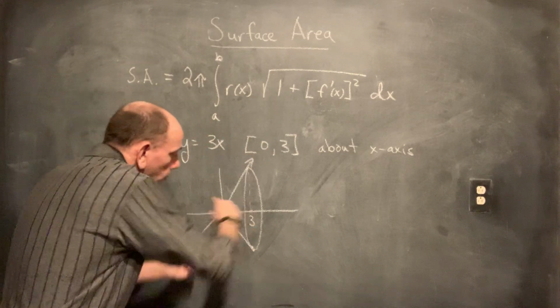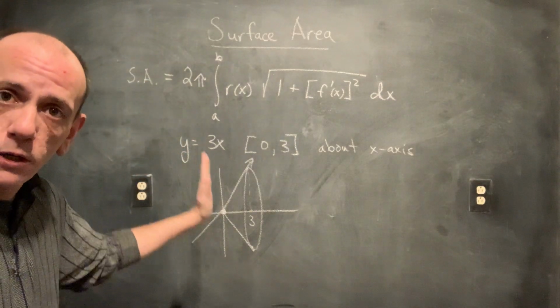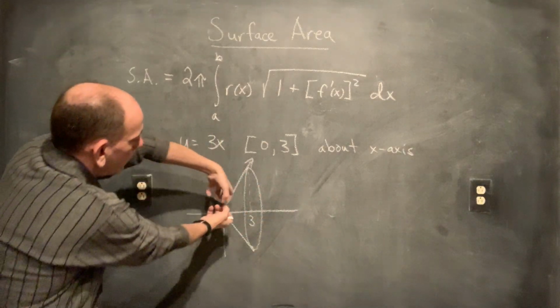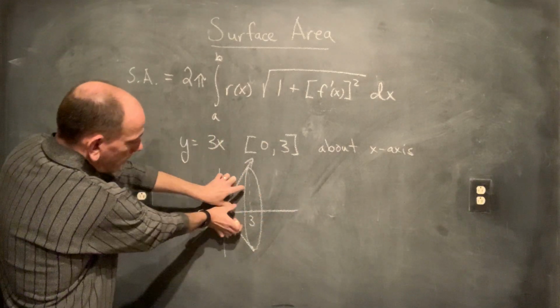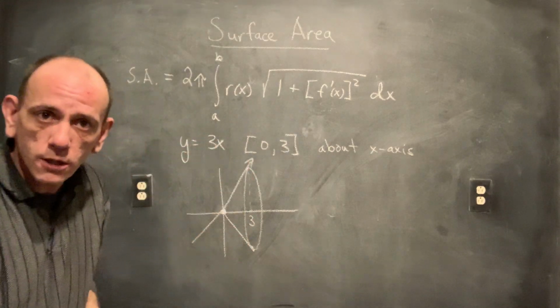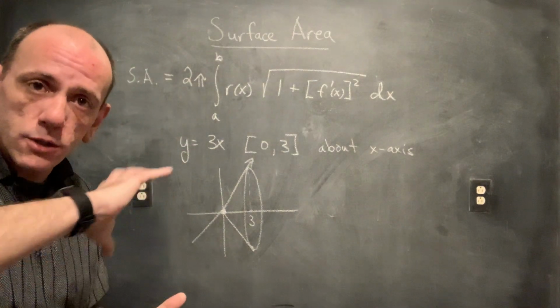Okay, and we want to find the surface area. Now, if we wanted to find the volume, we could go dx and we get nice disks, pi r squared dx. Or if we wanted to find the volume dy, we'd have nice cylindrical shells, and we could do 2 pi r h dy. But we're not trying to find the volume, just the outside edge, just the surface area.